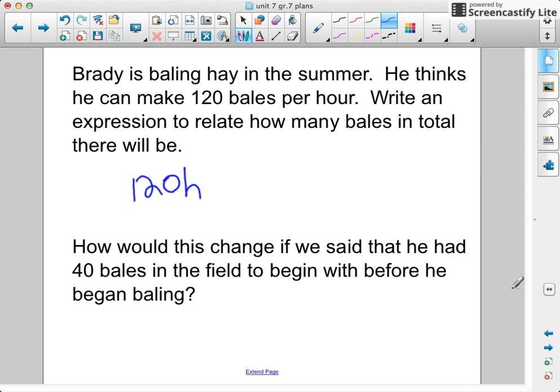It becomes a numerical coefficient. Now we put it in front of the letter. So it's 120H, which means 120 times however many hours he bales for. And that's the expression to find the total number of bales. Now, how would this change if we said he had 40 bales in the field to begin with? Well, that would be our constant. So it's still 120 bales times an hour, but we started with 40 bales in the field, so we have to add those on as the constant.